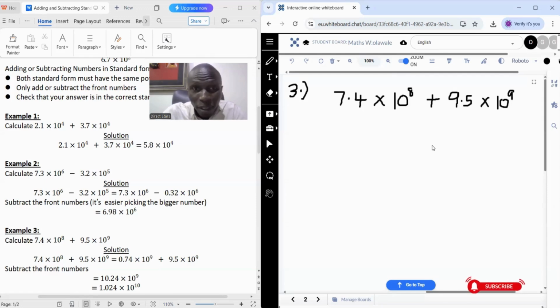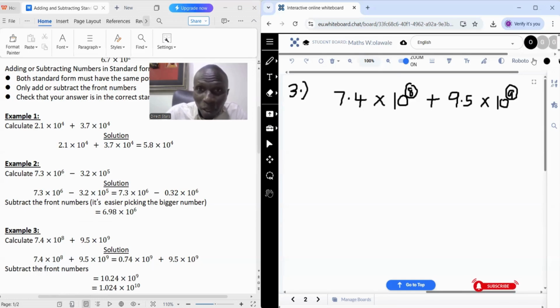Just as we have it in example 2, if you look at the powers that we have here, they are not the same. We have the first power here to be 8, and here to be 9. So you have to make sure that they both have the same powers. And like I said, it's easier picking the bigger number in the powers. So I want to make that 10 raised to the power 8 to be 10 raised to the power 9. Just as we looked at in example 2, if we increase the power by 1, then we have to reduce the front number by one decimal place.